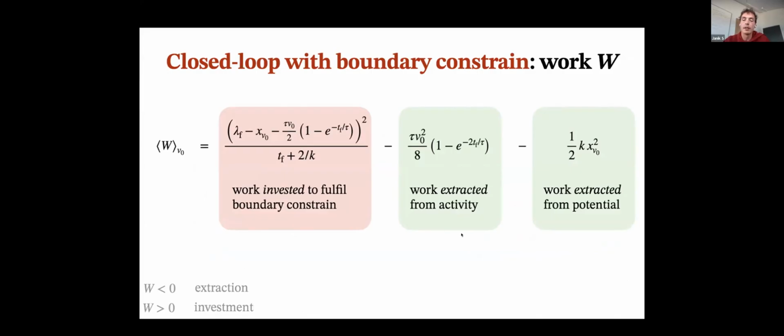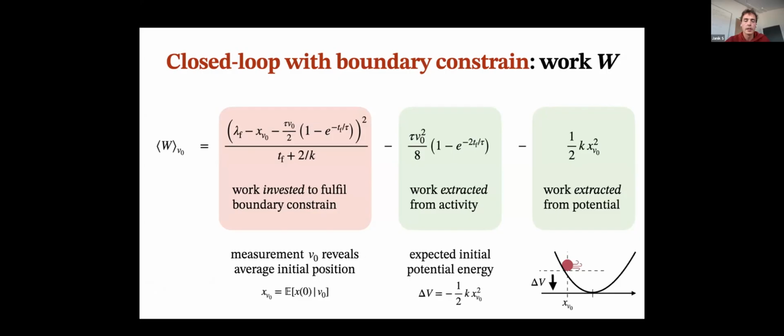The first extraction term here is work we extract directly from the activity of the particle. And the final term here is work we extract from the potential. And I want to briefly explain how that works. So just note that a measurement of the self-propulsion actually reveals information about the average initial position, which we denote here by x subscript 0, which corresponds to an expected initial potential energy, which is in the system. And this protocol has sort of learned to extract this potential energy at the start of the drive.